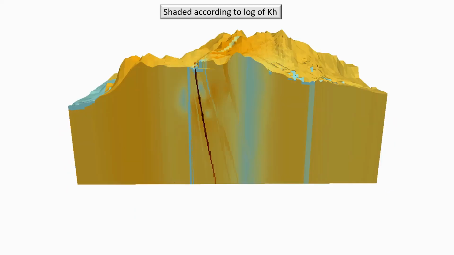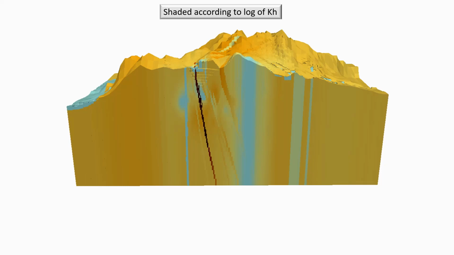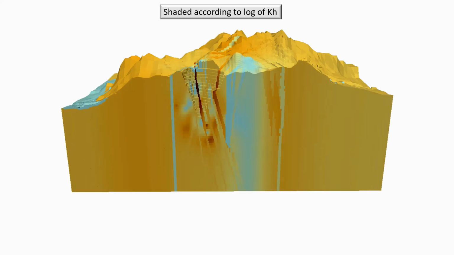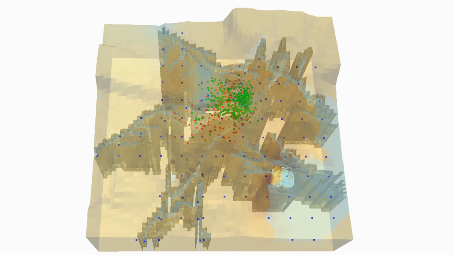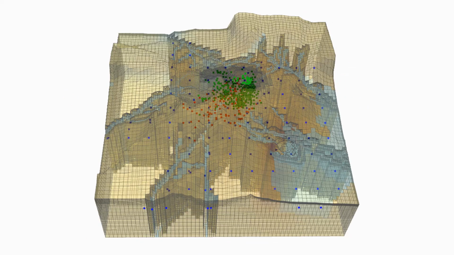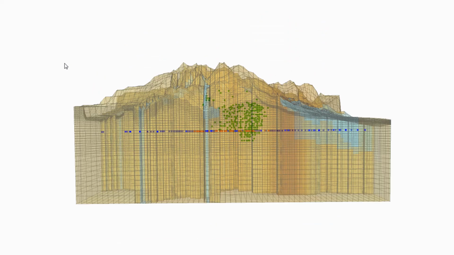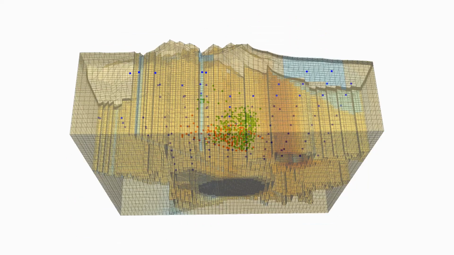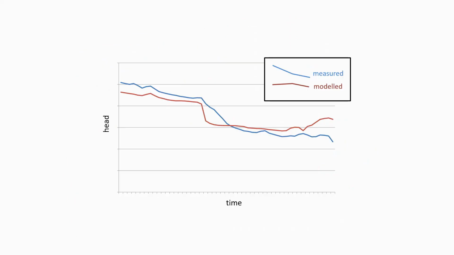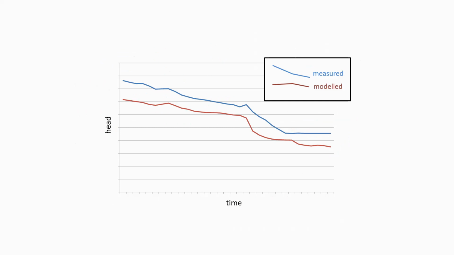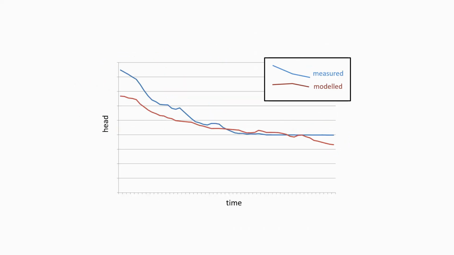And here are some sections through the model domain, again coloured according to the log of the inferred horizontal hydraulic conductivity. Some more pictures of the dispositions of the pilot points and of the faults. MODFLOW USG was the model in this case. And relatively good fits were obtained between model outputs and the calibration data set.